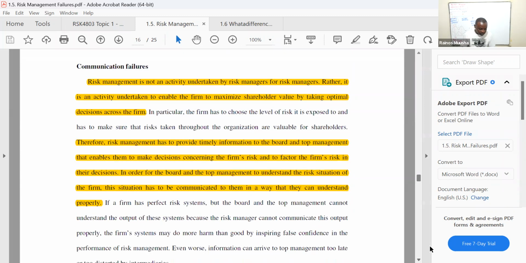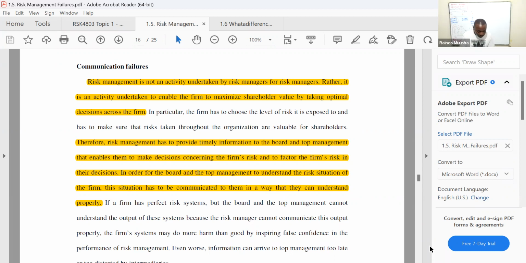We also look at communication failures. And when you look at communication failures, they say risk management is not an activity undertaken by risk managers for risk managers. Rather, it is an activity undertaken to enable the firm to maximize shareholder value by taking optimal decisions across the firm. So therefore, risk management has to provide timely information to the board and top management that enables them to make decisions concerning the firm's risks and to factor the firm's risk in their decisions.